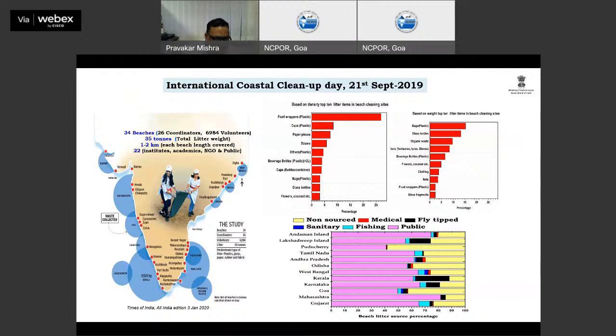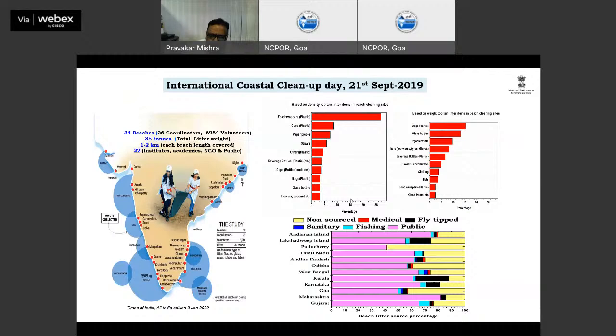No doubt this is a part of the International Coastal Cleanup Day program, but we got some idea by analyzing that data. Based on density, the top 10 litter items at beach cleaning sites were food wrappers, cups, plastic pieces, straws, other beverage bottles, plastic cans, bags, glass bottles, flowers, and coconuts. Based on weight, we got bags, glass bottles, organic waste, and glass fragments.